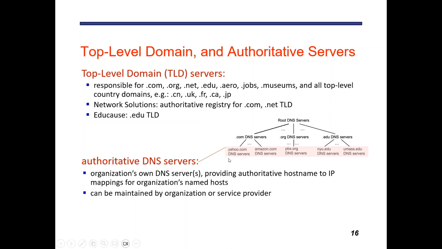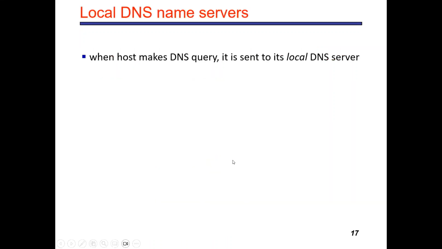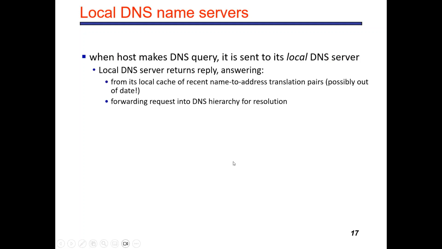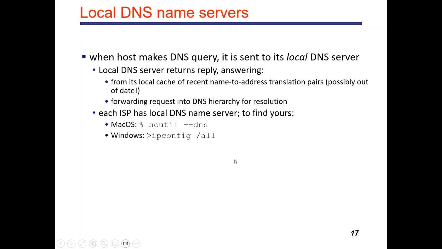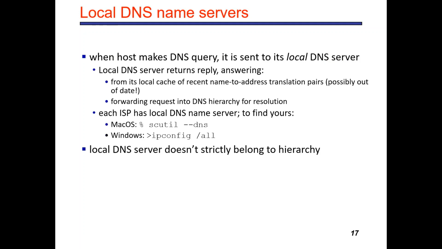Now, the authoritative name servers are usually maintained by the organizations themselves, or they can be maintained by the service provider or the ISP. So if you are launching an organization, your authoritative name server can be placed with your ISP if you cannot have your own authoritative name server. But bigger organizations like Google and Yahoo have their own authoritative name servers.